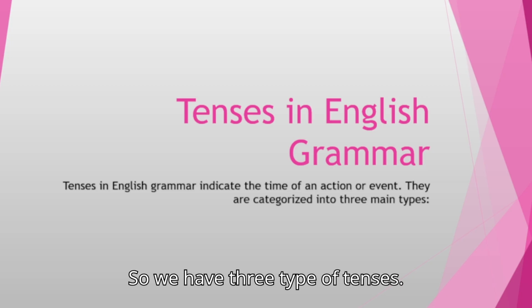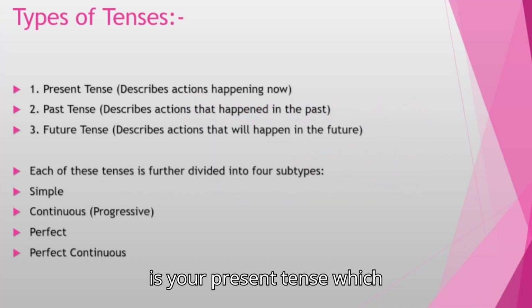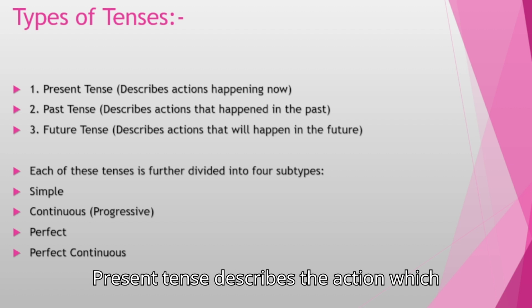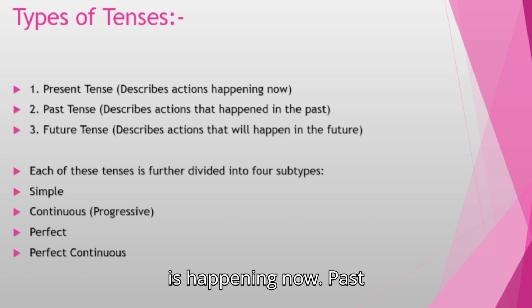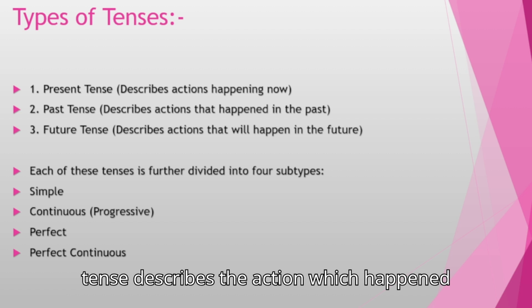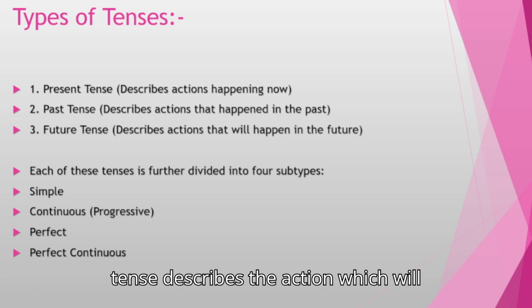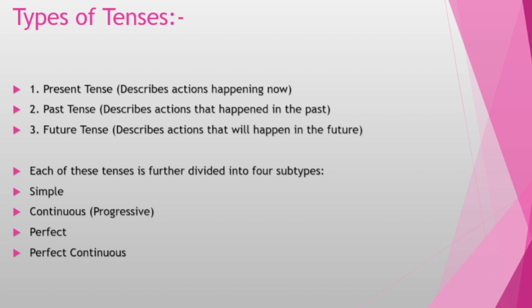So we have three types of tenses. First is your present tense, which describes the action happening right now. Presently, what action is happening? It is described by present tense. Present tense describes the action which is happening now. Past tense describes the action which happened in the past. And future tense describes the action which will happen in the future.